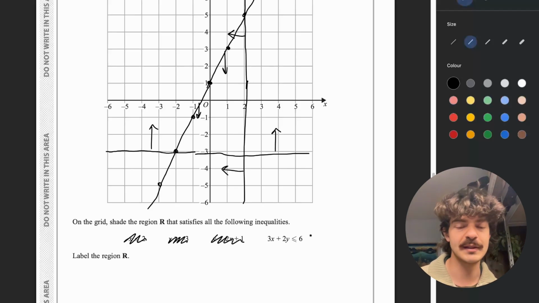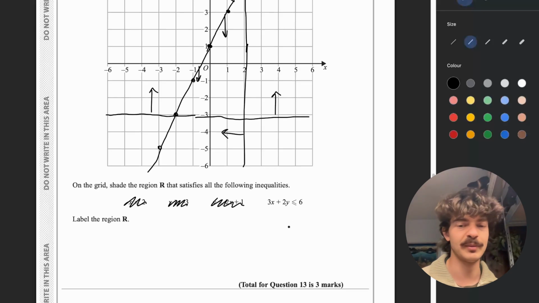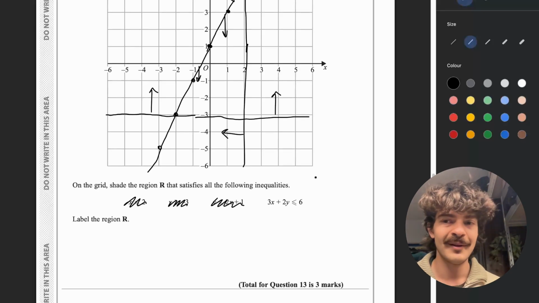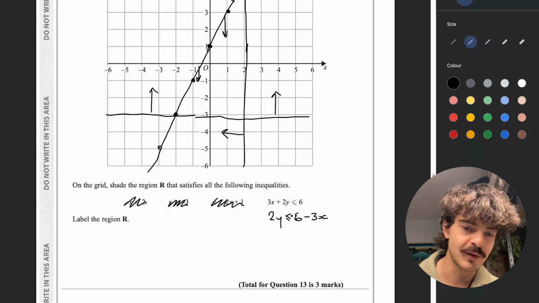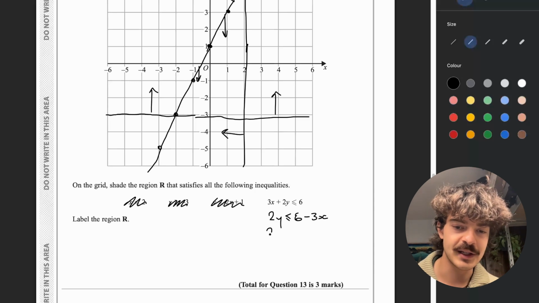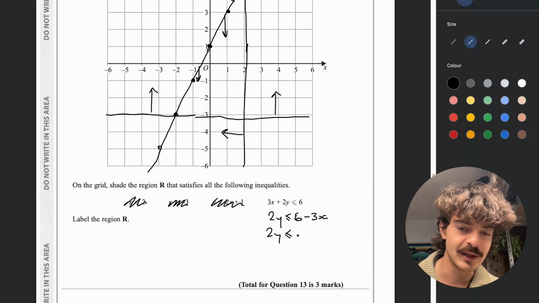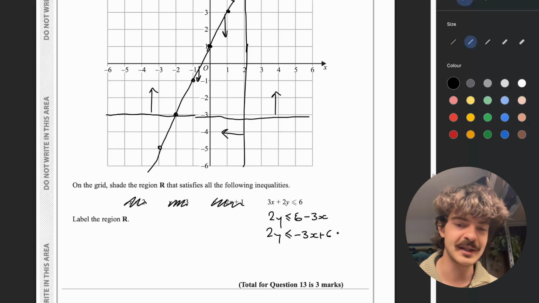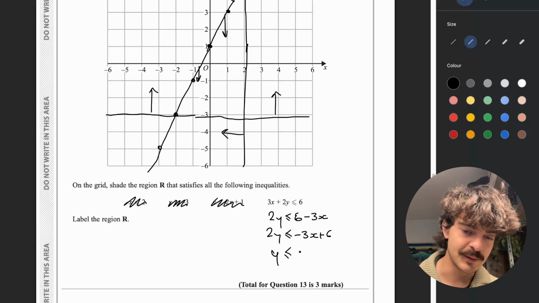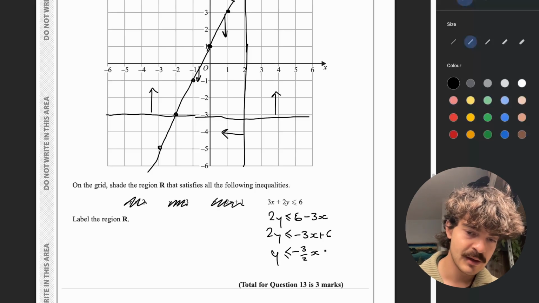And then last but not least, this one. And I feel like this is the one that would probably catch people out. Currently, it's not in a very nice form, but we can rearrange it. So 2y is less than or equal to 6 minus 3x. Okay, negative gradient in this case. And actually, let's just say that this is 2y less than or equal to minus 3x plus 6. Therefore, we've got it in that y equals mx plus c form. And if we do y is less than or equal to minus 3 over 2x plus 3.